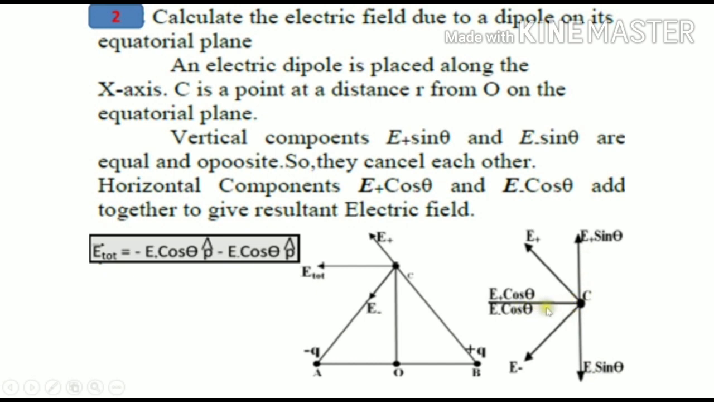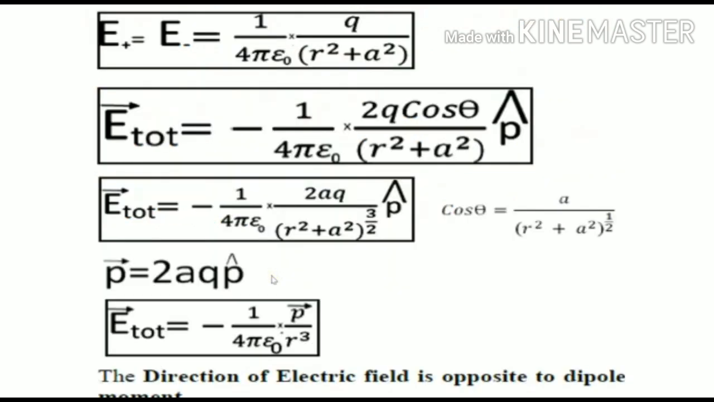Now the total resultant electric field due to the dipole along the horizontal component will be E plus cos theta p vector minus E minus cos theta p vector. So now totally we can add this and we have the resultant electric field along the horizontal line, minus 2E cos theta.